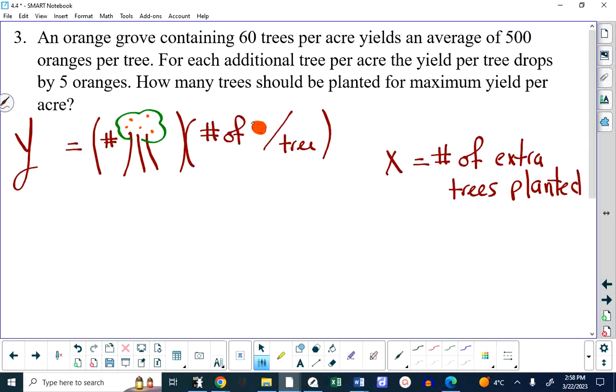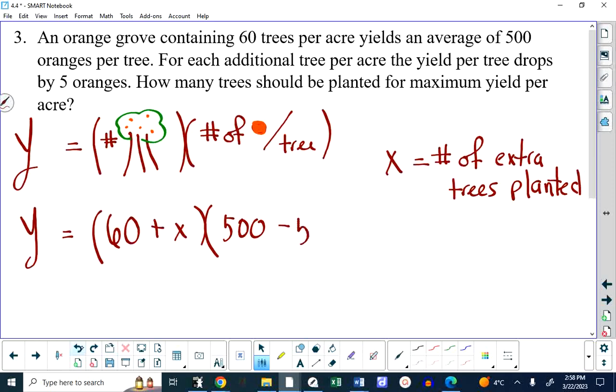Well, okay, so how many trees are there going to be? Well, we are already planting 60, and you're going to add x trees. So whatever x is, if the number of extra trees to optimize the number of oranges is 12, then we're going to plant 72 trees. The number of oranges per tree, well, currently we're getting 500 oranges per tree in the growing season. It's going to decrease by 5 oranges for each extra tree. Well, the number of extra trees is x, so it's going to decrease by 5x.